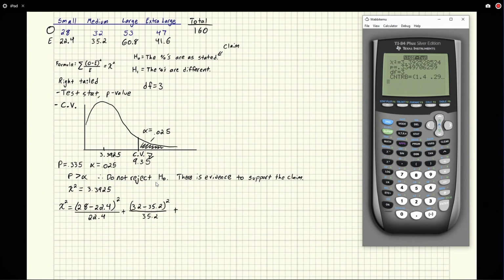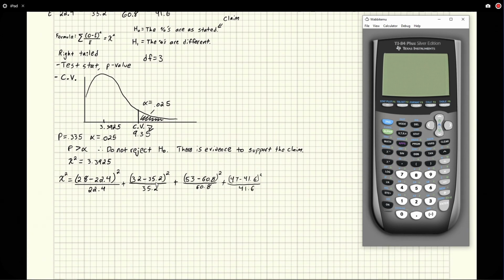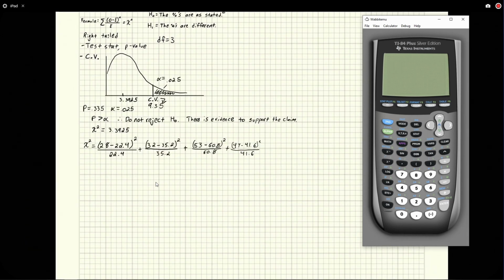Then we're going to add to that 53. This adding is what that sigma is, that big sum, that big looking E. That's what it says to do. So we're doing this process over and over and then adding them. So we have 53 minus 60.8, and then we're going to divide by 60.8, and square the top. And then our last one is 47 minus 41.6 squared divided by 41.6. Okay, so this is what we're going to do. The calculator did this for us, and I'm zoomed out so my writing isn't as spectacular. Not that it's spectacular anyways, but it's extra bad now.